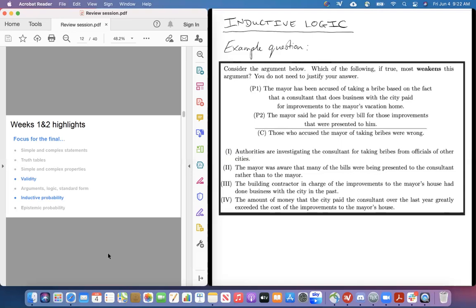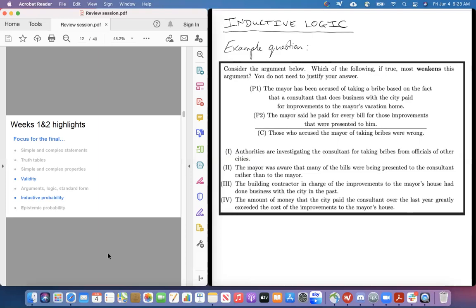So here is the example question, testing inductive probability. It says, consider the argument below. Which of the following, if true, most weakens this argument? And you don't need to justify your answer. What that means is you should not leave this blank, even if you don't know. So what does the argument say? It says, premise 1, the mayor has been accused of taking a bribe based on the fact that a consultant that does business with the city paid for improvements to the mayor's vacation home.